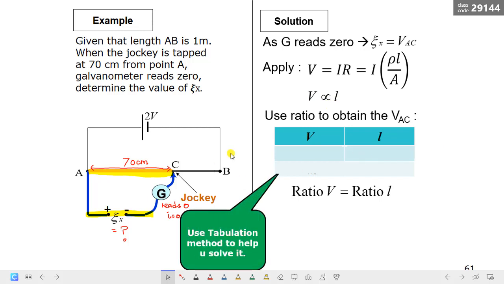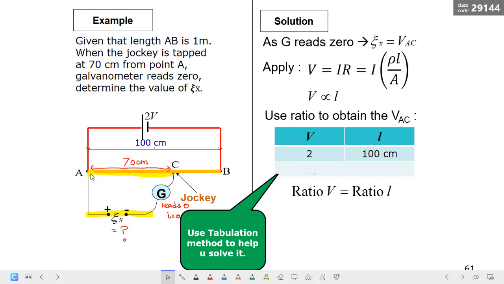So you perhatikan, wire sepanjang 1 meter, wire A sampai ke B, kita sambung across voltage 2 volt. See? The voltage 2 volt is connected across point A and point B. So we know that 2 volt is supplied to 100 cm of the wire. 2 volt ni diberi kepada 100 cm of the wire.